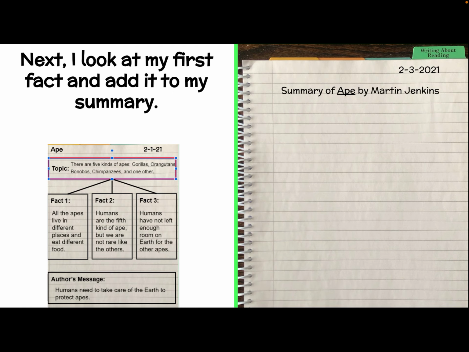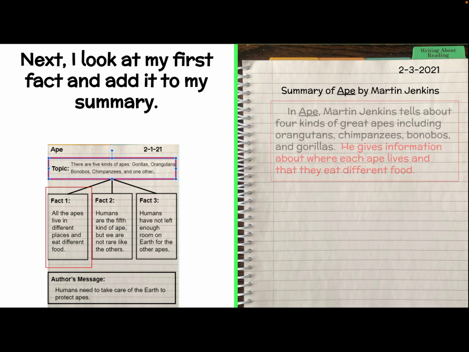Next, I look at my first fact and add it to my summary. The first fact was all the apes live in different places and eat different food. Now, I really like this fact, but I'm going to change it up just a little bit so that my paragraph flows more. So instead of just starting with all the apes, I put he gives information about where each ape lives and that they eat different foods. So although I'm still putting the fact in the same order, I'm changing it just a little bit so my paragraph flows better.